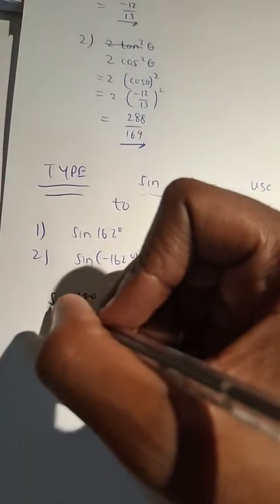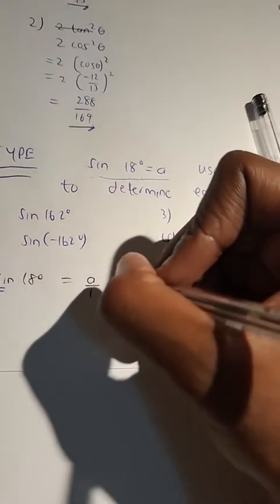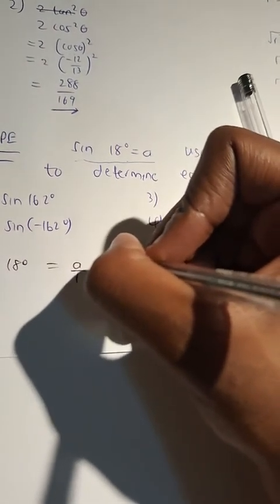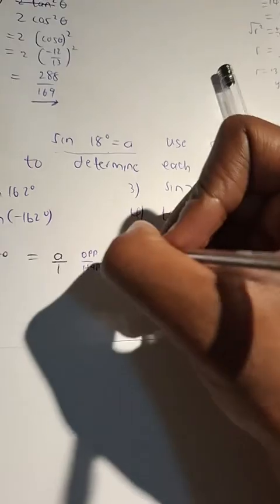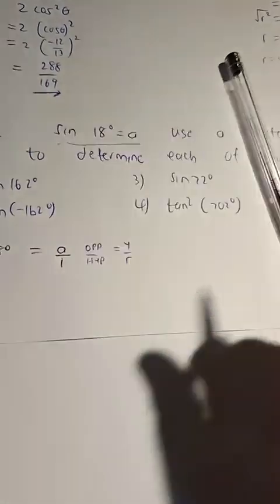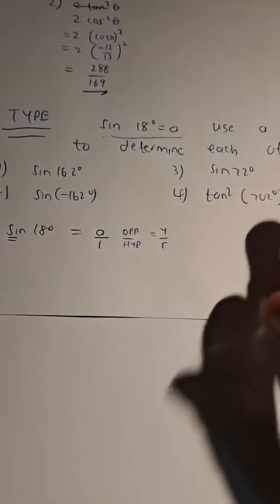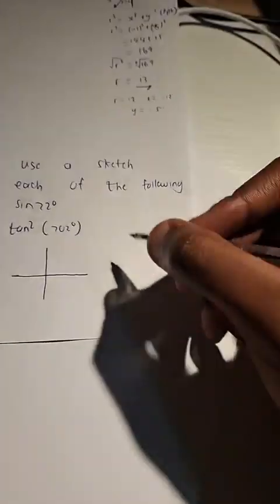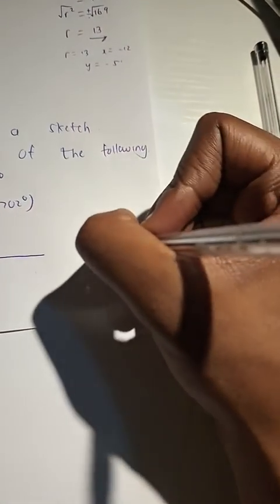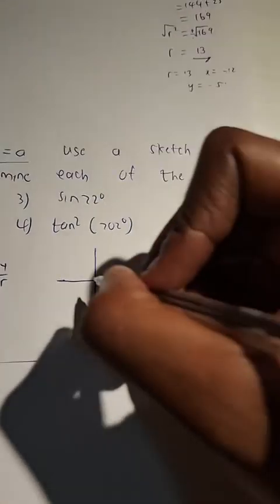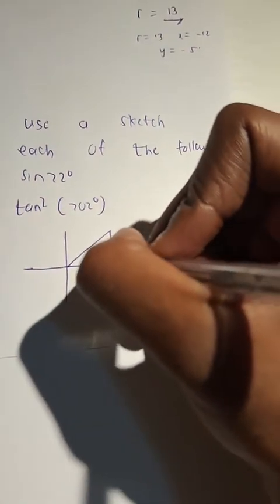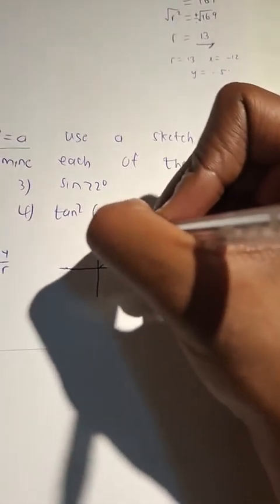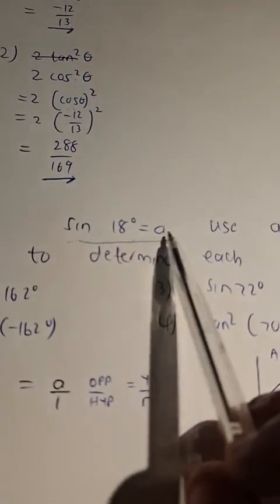Now, the trig definition of sine in terms of x, y and r is opposite over hypotenuse. In other words, it's y over r. So you have two options here. You can draw a freestanding right angle triangle. Or you can just go to the first quadrant of your Cartesian plane, because that's where all trig ratios are positive. As you can see, this is sine 18 degrees, which is equal to a.